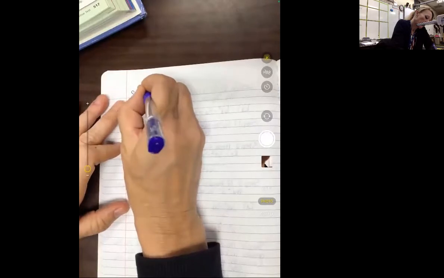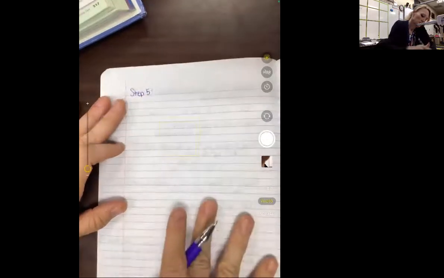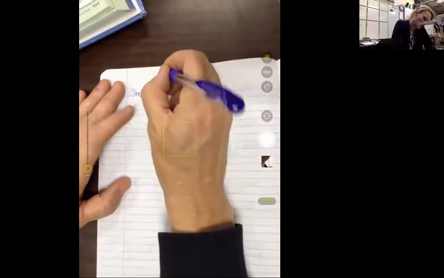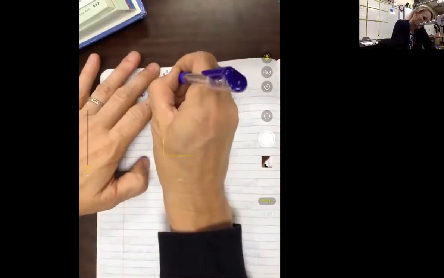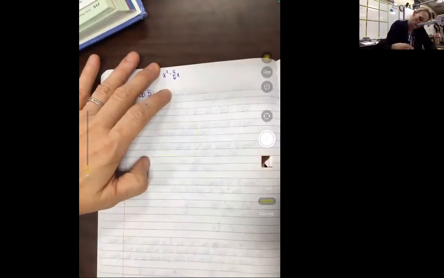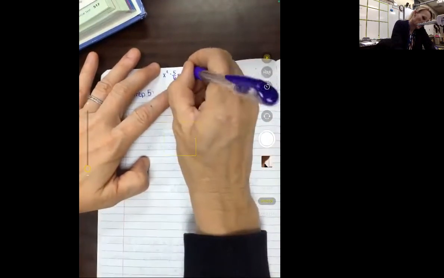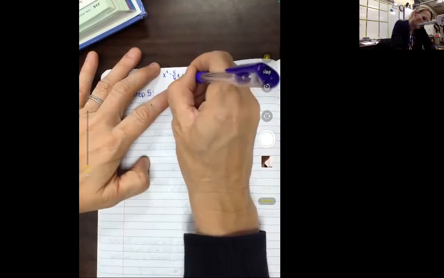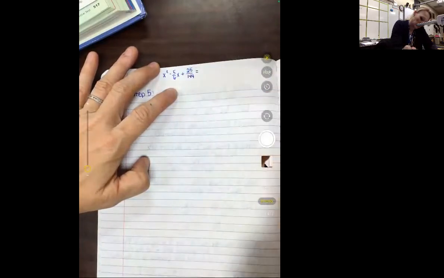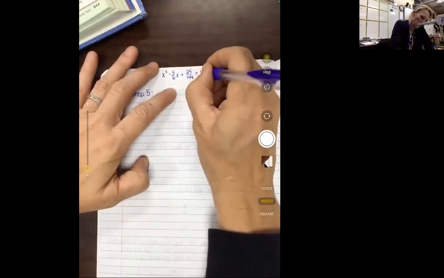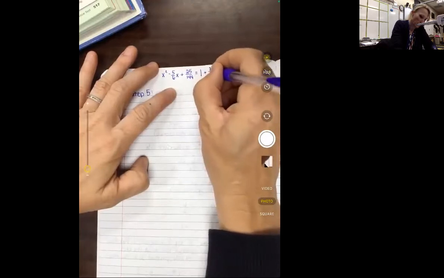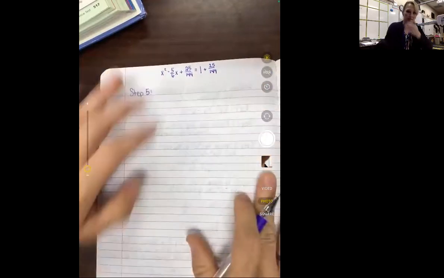So step 5. Our example at this point, I'm just going to write it up here: x squared minus 5 over 6x plus 25 over 144 equals 1 plus 25 over 144. That's where we left off at our last step.